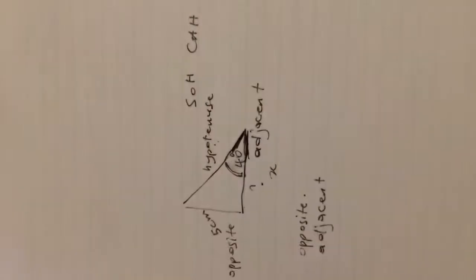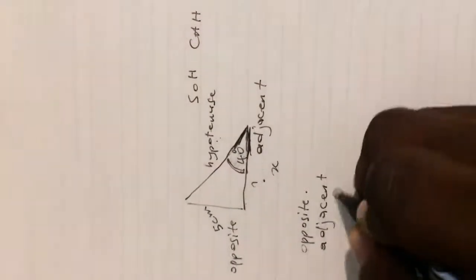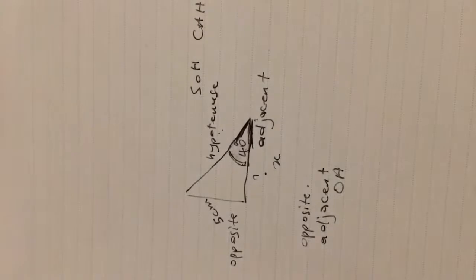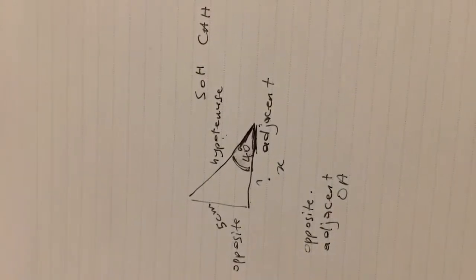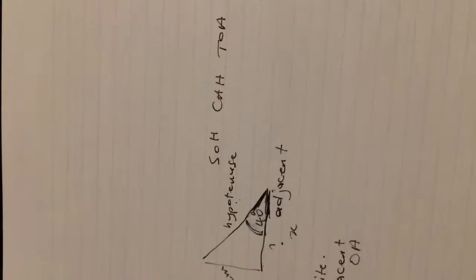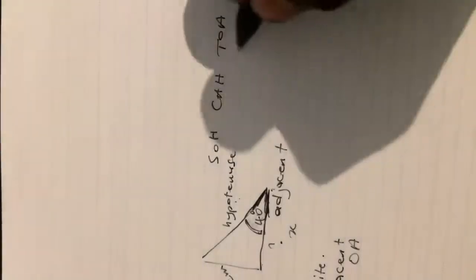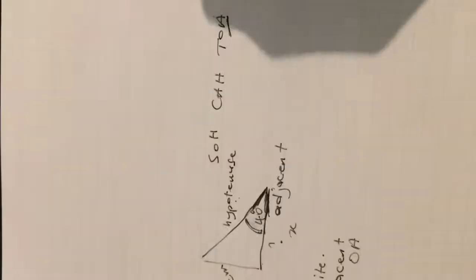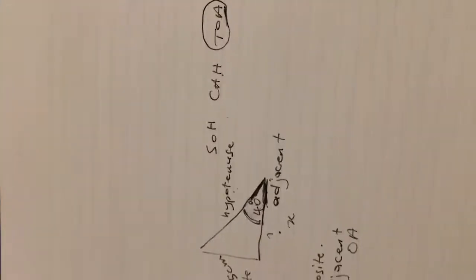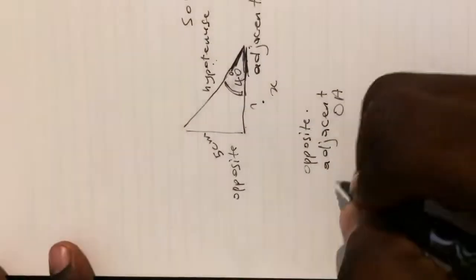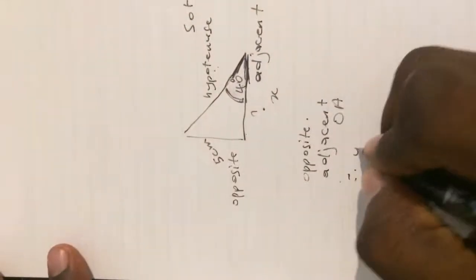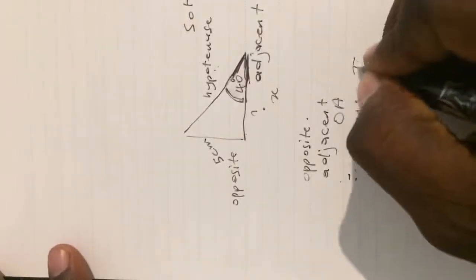Since we're using the opposite and the adjacent side, that's O and A. Which one of the ratios uses O and A? If you said TOA, then you're correct. This one uses O and A. The others use A and H, and O and H. So TOA is the ratio we're going to use. Therefore, we use TOA.